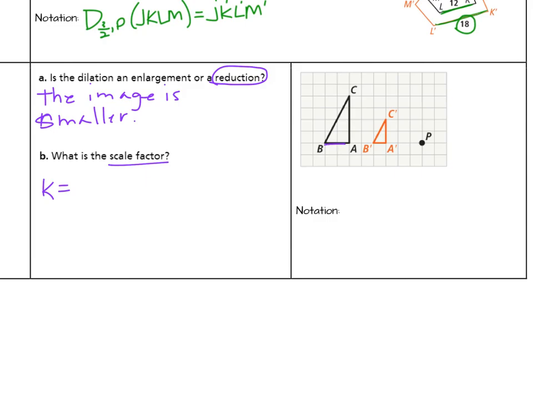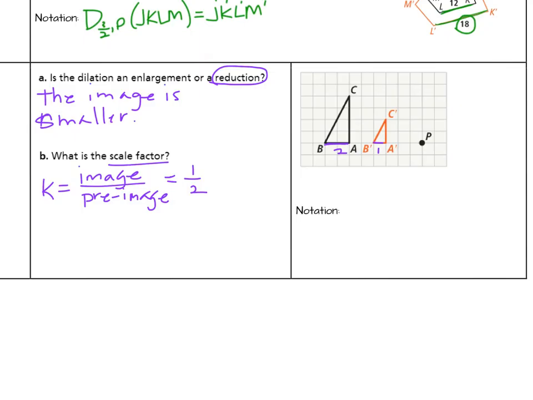to count. From A to B, that's 2 squares. A prime to B prime, that's only 1 square. By definition, it's image divided by pre-image. I just like to keep writing these definitions down so that we remember the terms. And the image length is only 1, the pre-image is 2. So it's 1/2, which should make sense because we said it was a reduction.